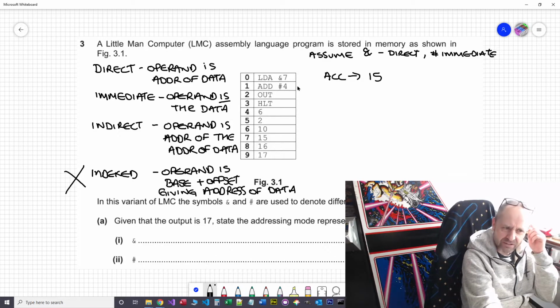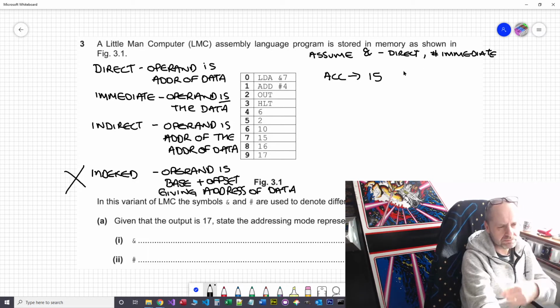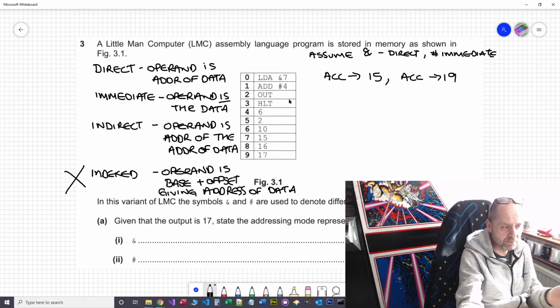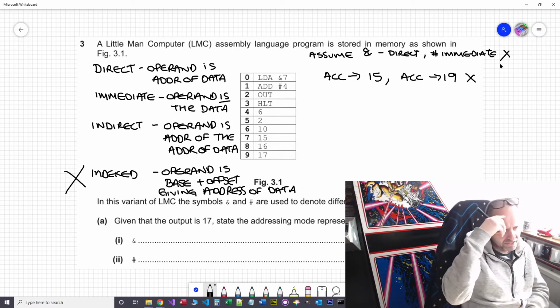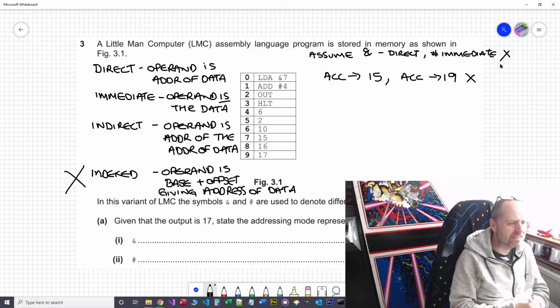Then we're going to say add 4, and I've said immediate. So when we say immediate, we're saying that is the data. Add 4. So actually, when we add 4, the accumulator ends up with 19. We're told the output is 17, and the output is the next line. So output the accumulator. So it isn't that. Right, and I need to take this in a logical way.